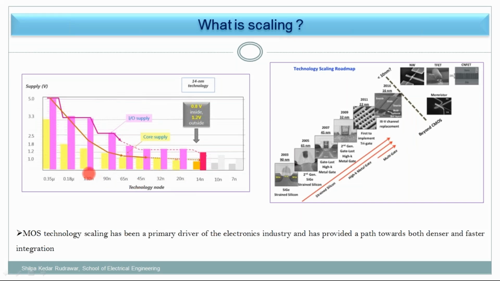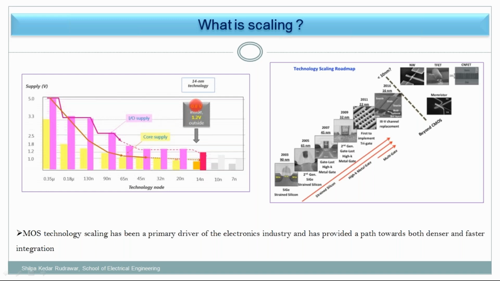This is the graph shown, where it shows the length of the channel, that is 14 nanometer. Previously it was 0.35 micrometer. Okay, now it is nanometer technology. So as the technology enhances, your device becomes smaller and smaller, and that's why it has been shown here, yellow for core supply and IO for input output supply.